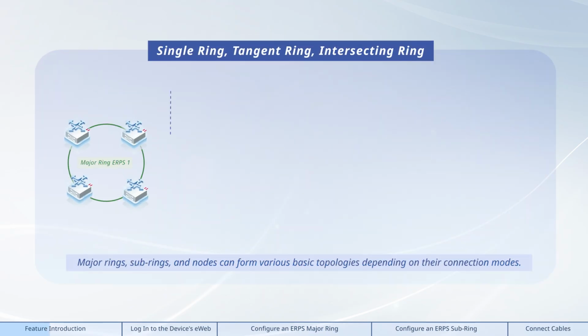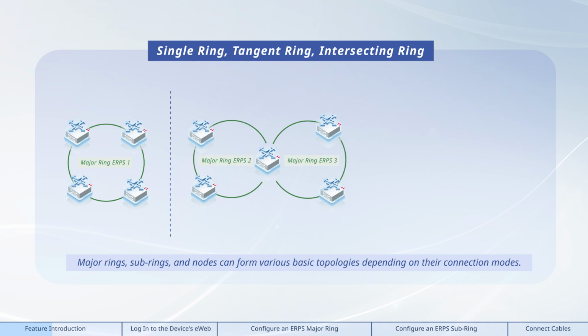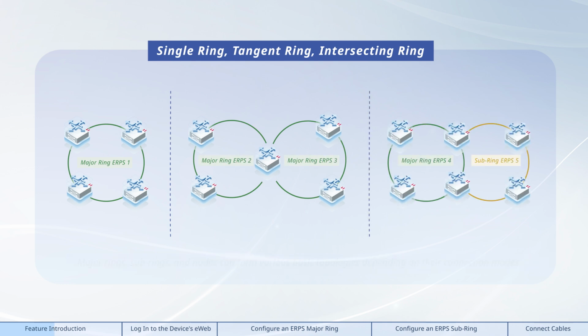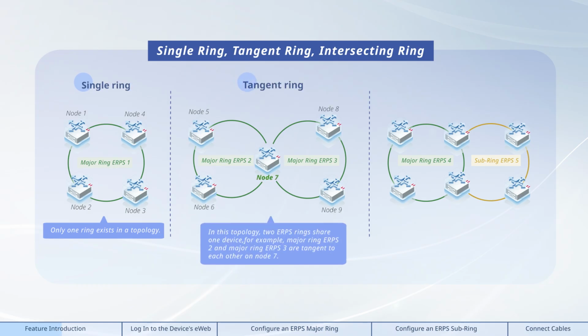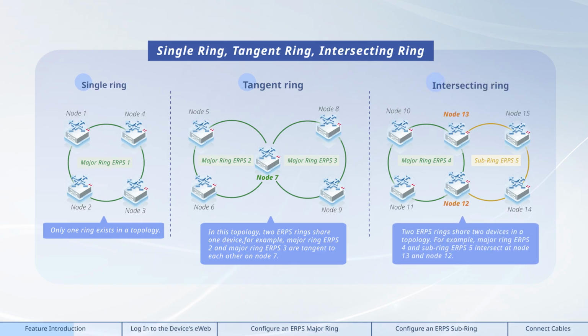Major rings, subrings, and nodes can form various basic topologies depending on their connection modes. Single ring: only one ring exists in a topology. Tangent ring: in this topology, 2 ERPS rings share one device. For example, major ring ERPS2 and major ring ERPS3 are tangent to each other on node 7. Intersecting ring: 2 ERPS rings share 2 devices in a topology. For example, major ring ERPS4 and subring ERPS5 intersect at node 13 and node 12.